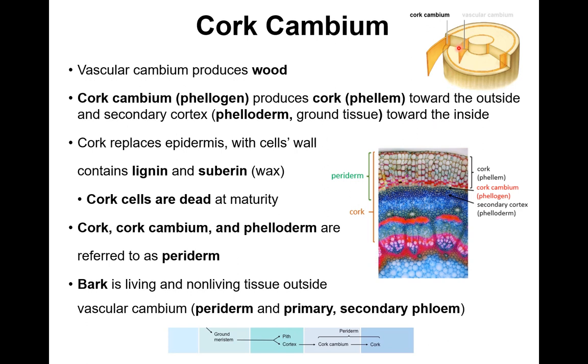So from here all the way outside, you would have the periderm, and you add the phloem here that's being produced by the vascular cambium here, you're talking about the bark. Okay, these are the words that are normally used.